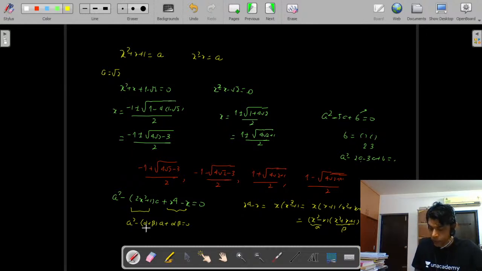So this is easy. Once you realize that, you get: (a minus alpha) times (a minus beta) equal to 0, and so we get, as we got at the last page, the same thing. I hope that is clear. Okay, that makes sense.